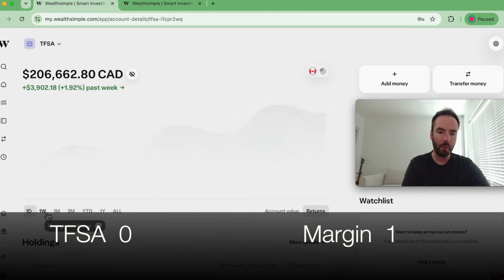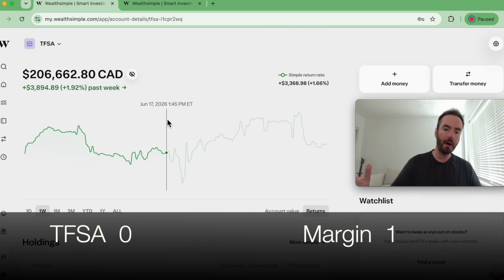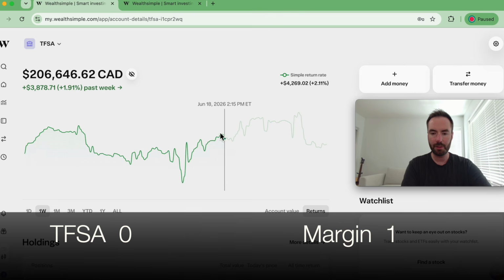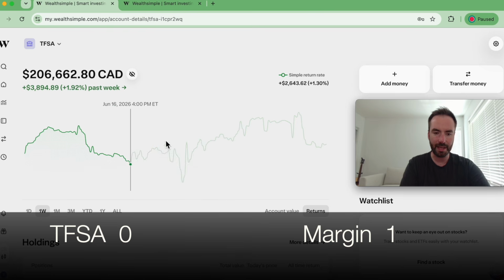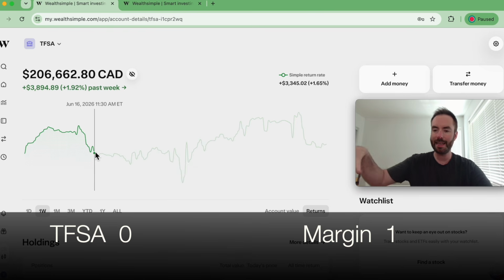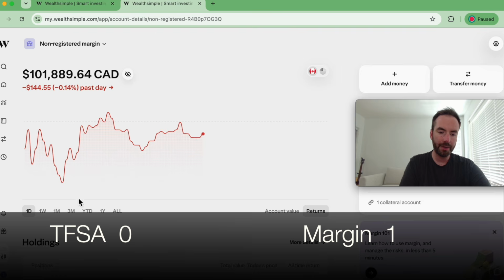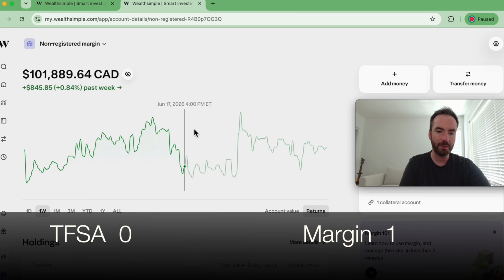But what about 1 week? The TFSA up 1.92%. So this is all-time. Now keep in mind, what you're seeing here is just the all-time return of the whole portfolio. Okay, so it's just taking returns into consideration. It's not taking into account deposits and things of that nature. So you can see right there, just returns only. So up 1.92%. What about the non-reg margin account? Well, we're giving the check mark to the TFSA, 1-1.